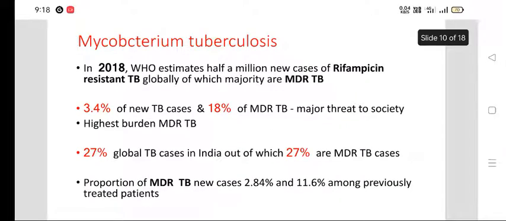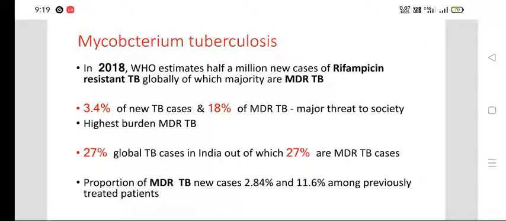Mycobacterium tuberculosis. In 2018, WHO estimated 500,000 new cases of rifampicin resistant TB globally, of which the majority are multi-drug resistant tuberculosis. That is 3.4% of new TB cases and 18% of previously treated cases. This is a major threat to society because India has the highest burden of multi-drug resistant tuberculosis. 27% of the global TB cases are in India, out of which 27% are multi-drug resistant tuberculosis.